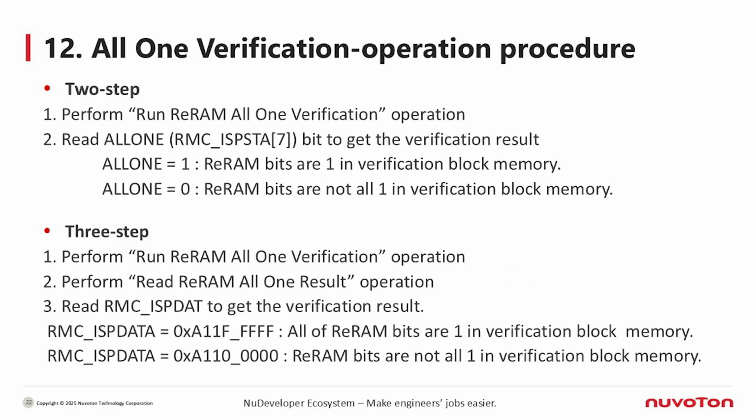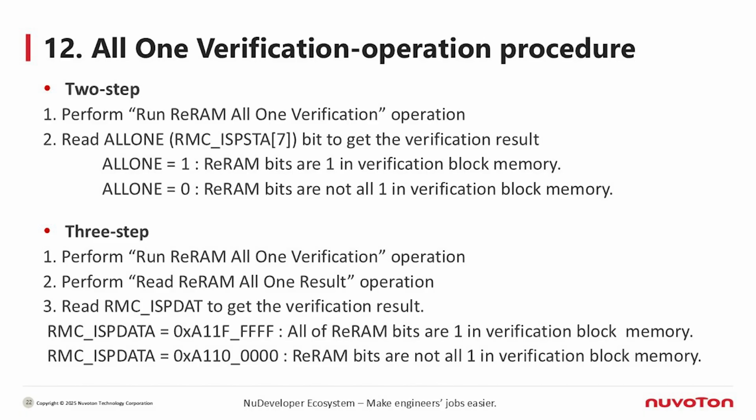User can do all-one verification in 2 or 3 steps. First, I introduce the procedure of the 2 steps. 1. Perform run ReRAM all-one verification operation. 2. Read ALL1 bit field to get the verification result. If ALL1 is 1, it indicates that all the ReRAM bits in the memory block are 1. If ALL1 is 0, it means that not all the ReRAM bits in the memory block are 1.